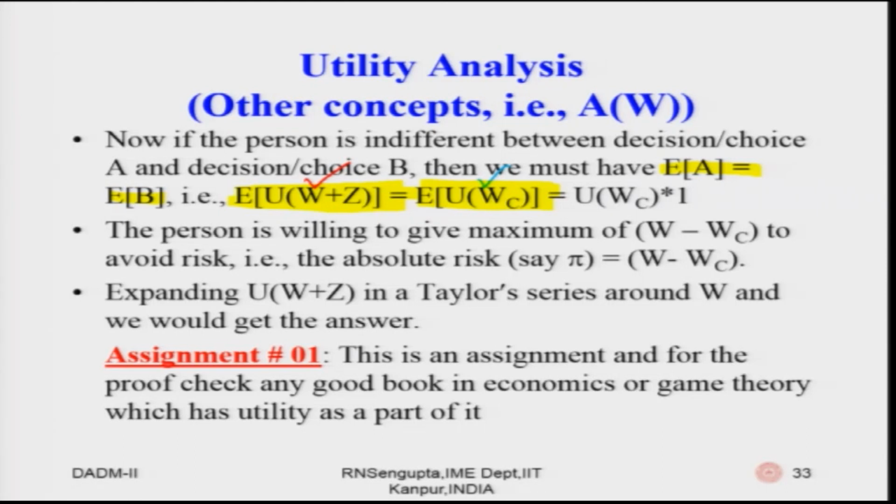The person is willing to give up a maximum of the difference between W and W minus C to avoid the risk. Because if he wants to take one decision over the other, whether he wants to take the risky one or the certain one, there has to be some counter payoff. Now, if we expand W plus Z, which is the risky one, W amount plus the fair gamble, in the Taylor series expansion, we can find that A prime is equal to minus u double prime divided by u prime.